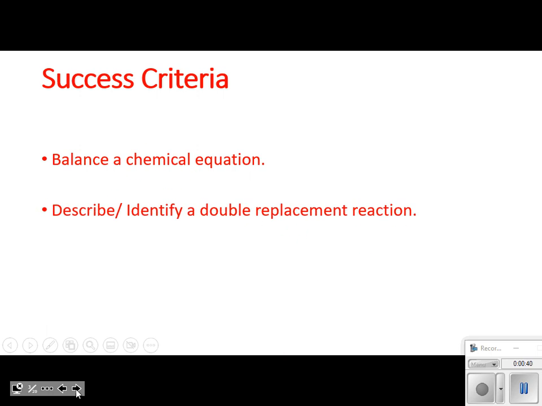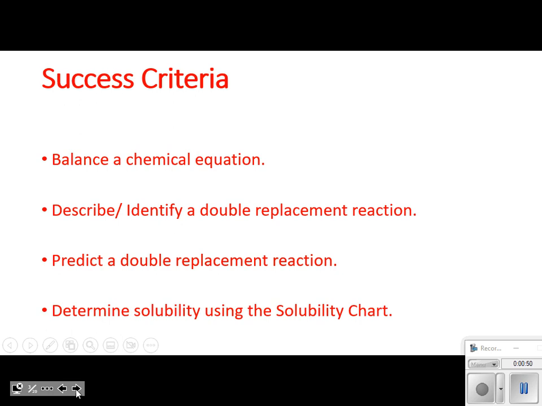We need to be able to describe and identify a double replacement reaction. We need to be able to predict a double replacement reaction. And finally, we need to be able to determine solubility using our solubility chart. That's why I wanted you to get out that chart with your reaction prediction packets.